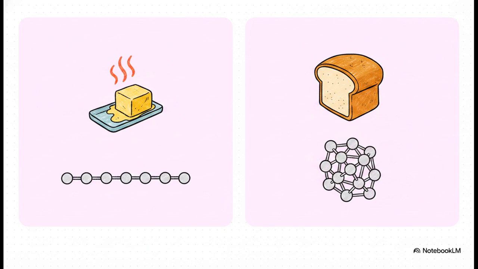But thermosetting polymers, they're more like baking a loaf of bread. They form a highly cross-linked, three-dimensional network. Once you bake that bread, once it is totally set, you can never unbake it back into dough. Applying more heat will eventually just burn it, not melt it.